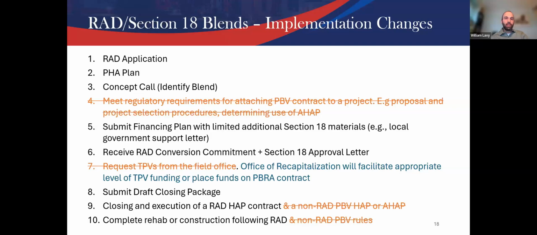It used to be that the PHAs then had to do a number of items to make sure they were complying with project-based voucher requirements for attaching a PBV contract to a property. So proposal and project selection procedures, determining whether or not a property could be placed under a HAP contract directly or needed to be under an AHAP, things like that. Those are now unnecessary because all of the units will be under a single RAD form of HAP contract. And so you'd be following the RAD rules for selecting the property and placing the units under HAP contract.